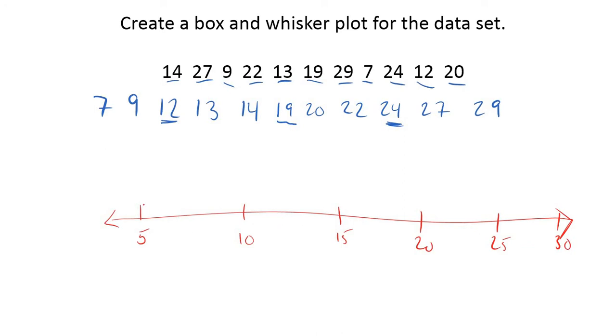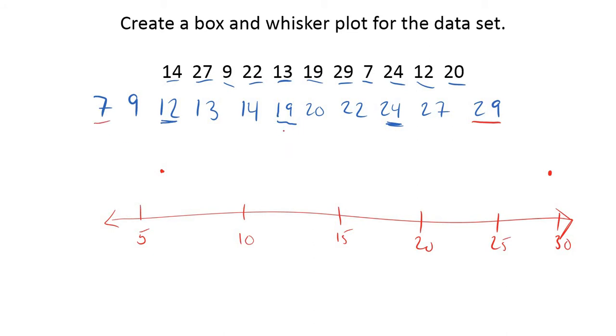Let's identify some key things. So like 7 is going to be right in here. Hey, there's our minimum. 29 going to be somewhere out here. There's our max. So we've identified those two things for our box and whisker.